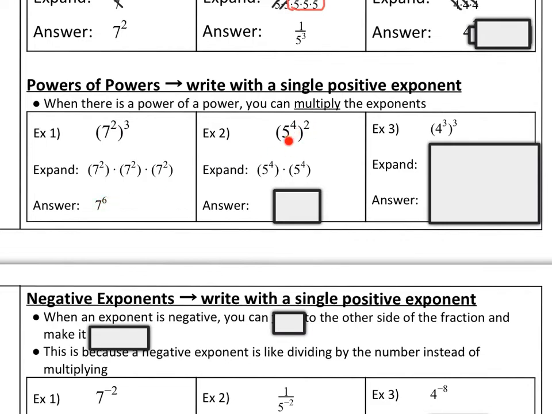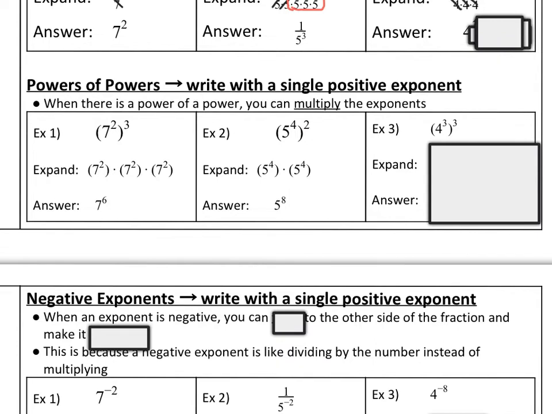Second example, 5 to the 4th power to the 2nd power. That's 2 groups of 4, so 5 to the 4th times 5 to the 4th, giving us a total of 8 of those 5s. 5 to the 8th power. Shortcut would have been doing 4 times 2 to get that 8. You try this last one. 4 to the 3rd to the 3rd again.